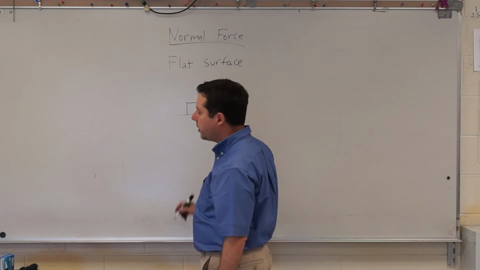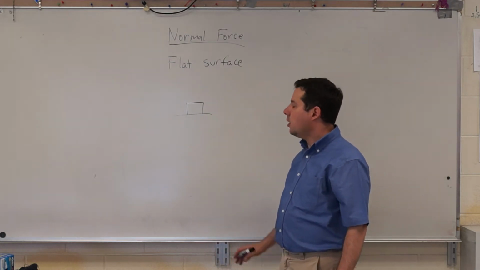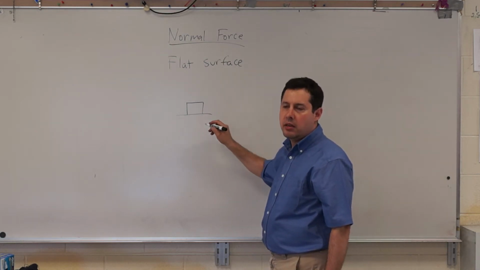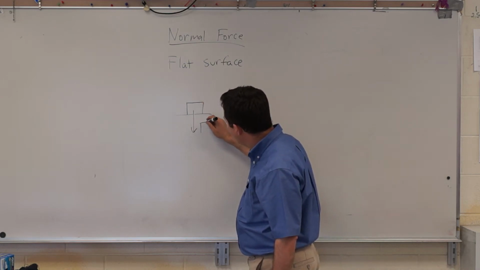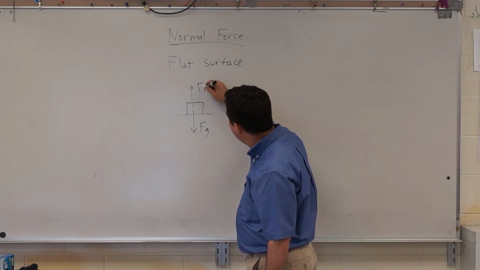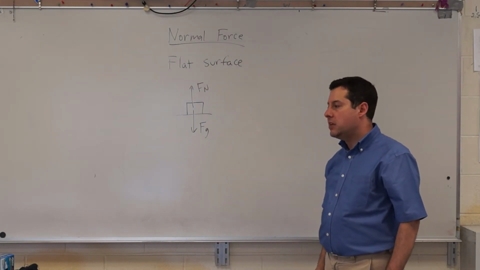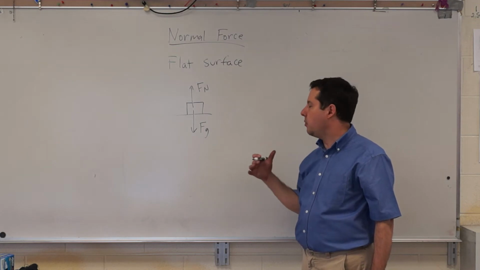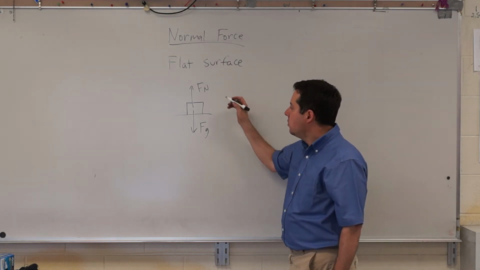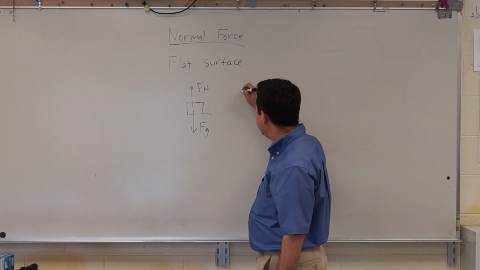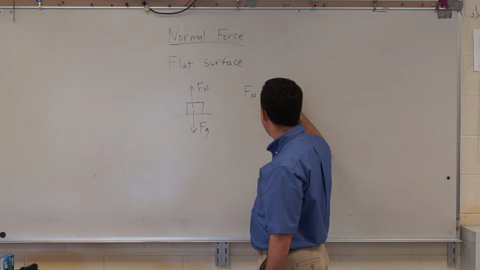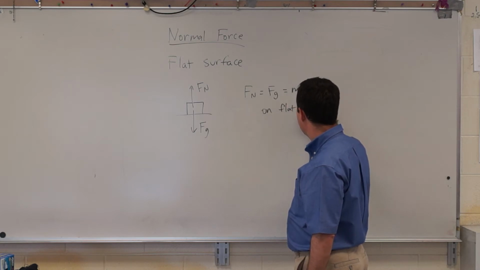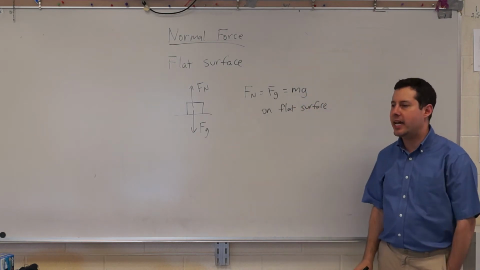Now, if we look at a block either sliding along the floor or at rest, it doesn't really matter. Regardless of how it's moving horizontally, vertically it's got a weight downwards, F sub g, and it's got a normal force up, and those have to be balanced. Even if it's accelerating to the right or the left, it's not going to be accelerating off the table. So on a flat surface like this, oftentimes your normal force is equal to your weight, and your weight is mg on a flat surface. Now that's not always the case, but that is often the case.